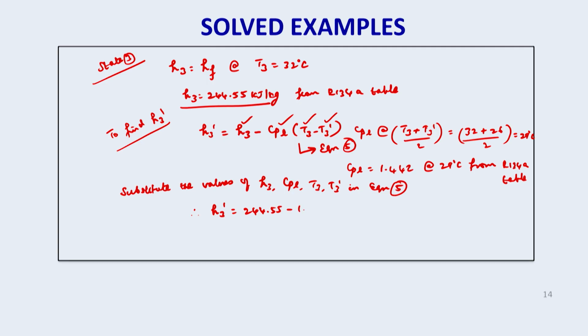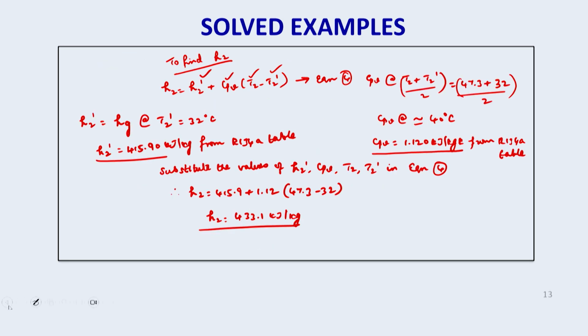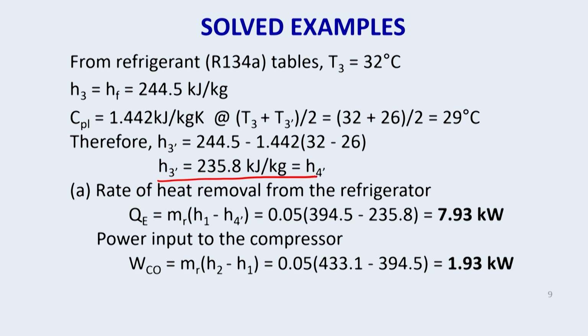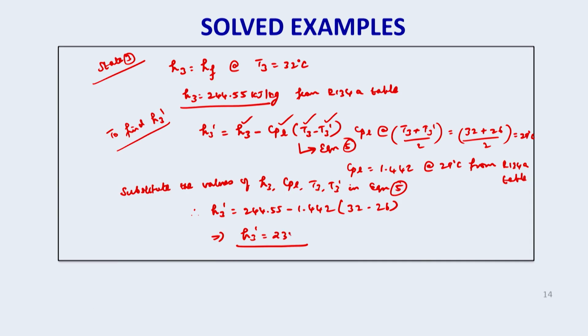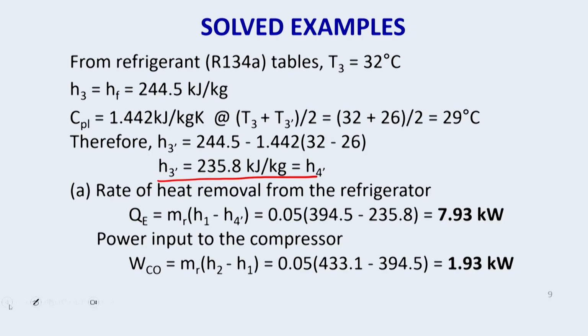So 1.442 into delta T, that is 32 minus 26. So if we calculate the enthalpy of the subcooled state, that is at 3 dash, it will be equal to 235.8 kilojoule per kg. This will be equal to H4 dash, since 3 dash to 4 dash is an isenthalpic process, H3 dash is equal to H4 dash. Okay, so that's what we have found here.